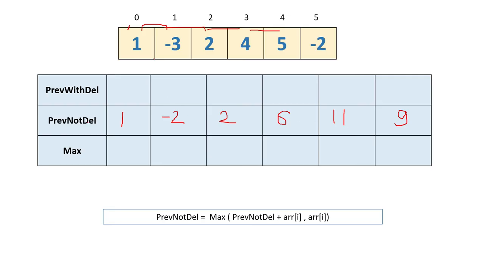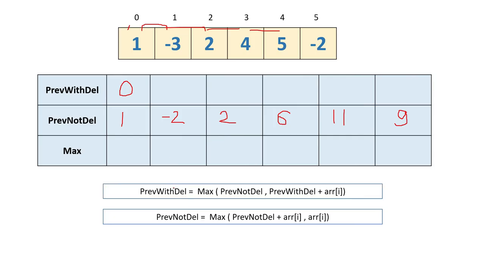So we just filled up the previous not deleted values. It means if we don't delete anything, and we continue like that, these are the values I will get. Now we have to check what will happen if I delete any previous value. Suppose from the beginning I don't take that value 1, then obviously it will be 0. And next, if I go for index position 1, then what we can maintain is: previous with deletion will be the maximum of previous not deleted, or previous with deletion plus array of i.